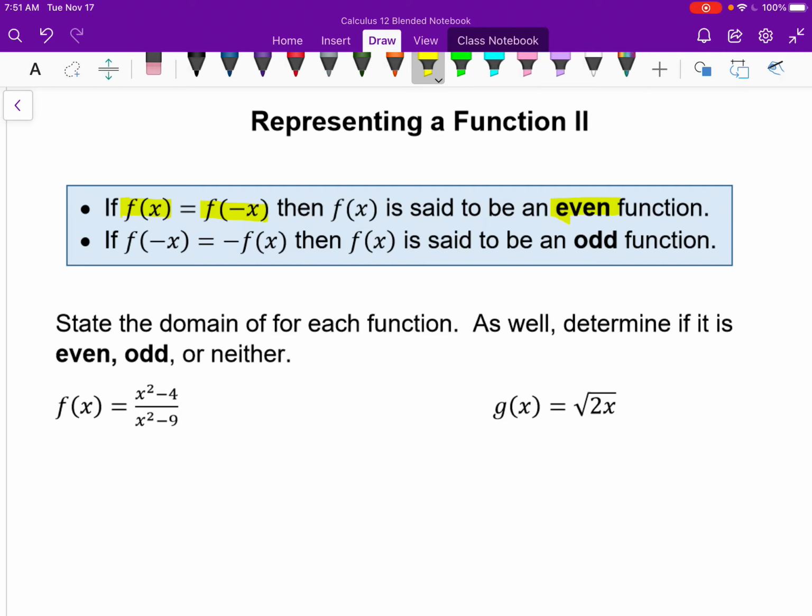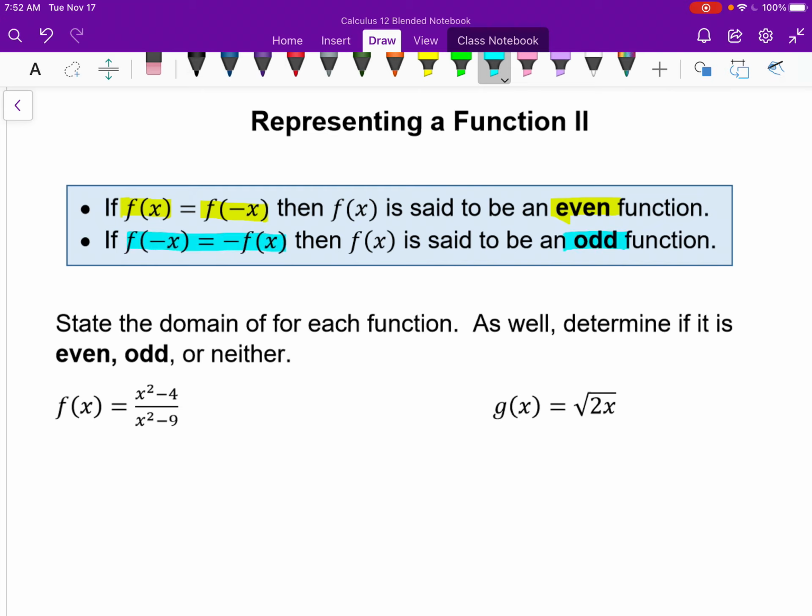Right? For example, a simple parabola like x squared, if you reflect it horizontally, it looks the same. So f of x is the same as f of negative x. And any function that's like that, we say is even. Odd, a little bit more complex, if f of negative x is the same as negative f of x.